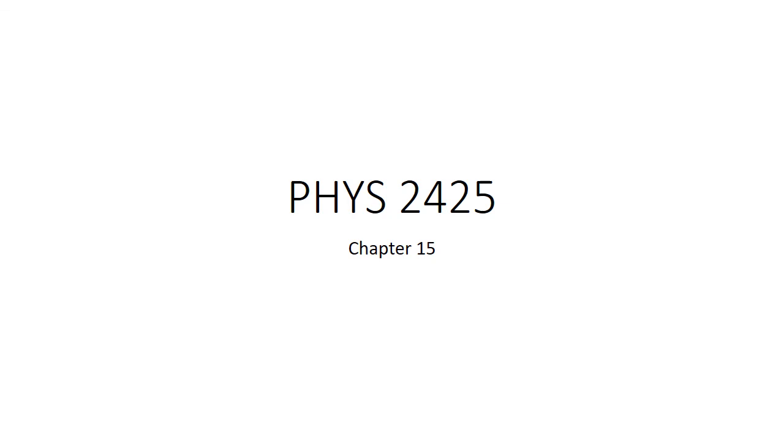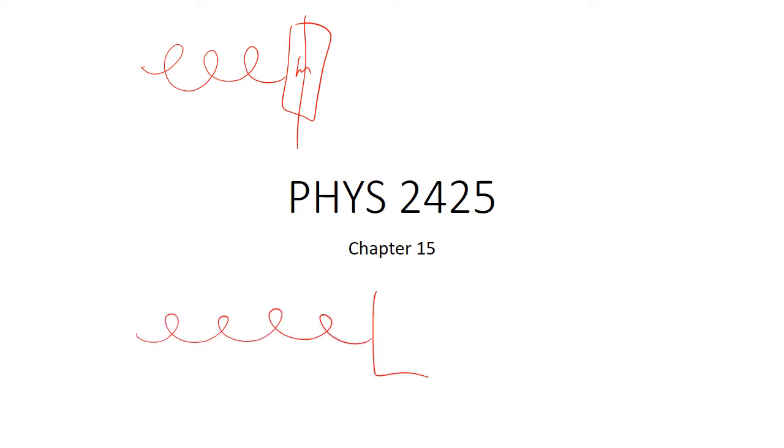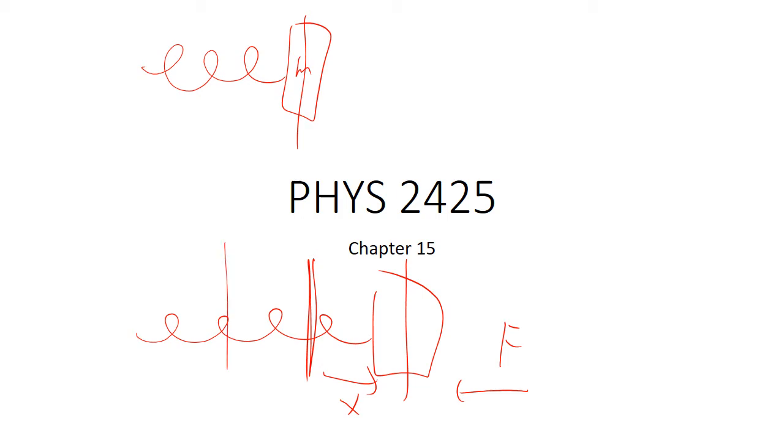So let's talk about the energy of an oscillation. We've got a mass on a spring, and here is the equilibrium spot. If it's away from the equilibrium spot, some distance x over: if x is positive, the force is negative. If x is negative, the force is positive. So this is what we call a restoring force.